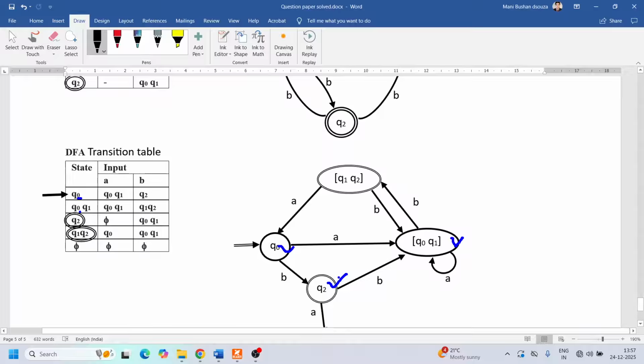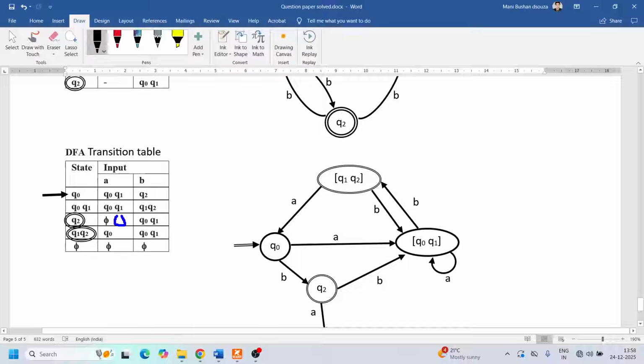You put a double circle for that. Then Q1, Q2, double circle for them. Remember, you don't have to draw it in this way. You can arrange them in any way you want. I have just arranged them in one possible way. And you have the dead state here. Remember, I have taken the dead state as phi here.